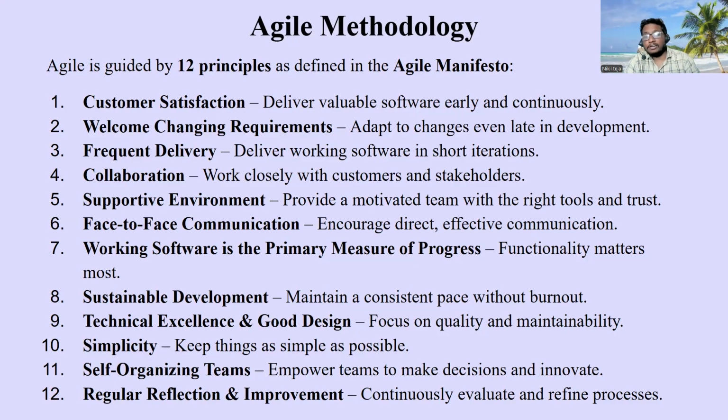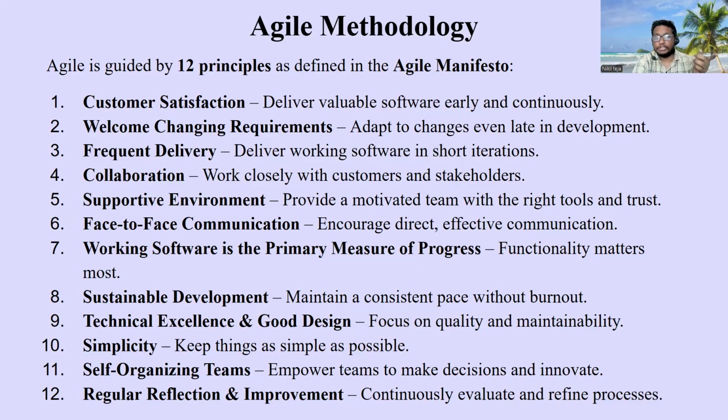Regular reflection and improvement. That is nothing but you have to do introspection. What went wrong in my previous version, so that I can see what improvement I can make in the next version. So you have to do regular introspection, regular retrospection, regular reflection and improvement, continuously evaluate and refine processes. As I said before, what went wrong in my previous version and what best can I do in my next version.